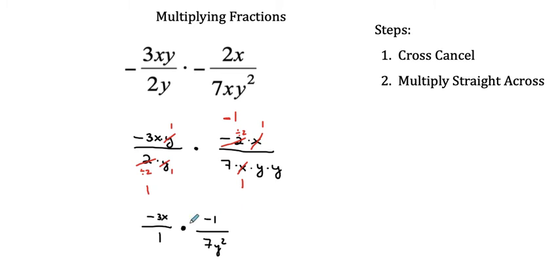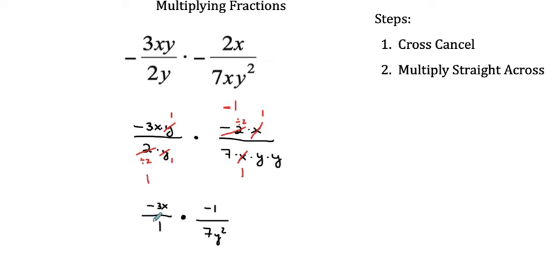So now let's just do another check that there's nothing I can simplify, and now I'm just going to multiply straight across. Negative 3x times negative 1, and negative times negative is a positive, so that's positive 3x divided by 7y squared.